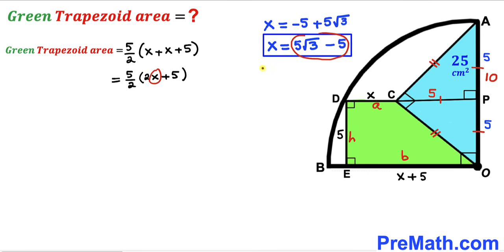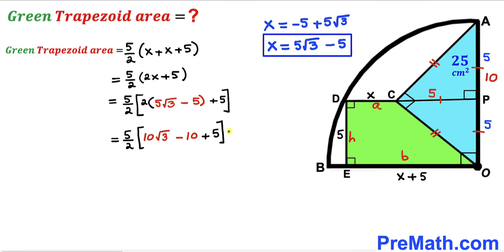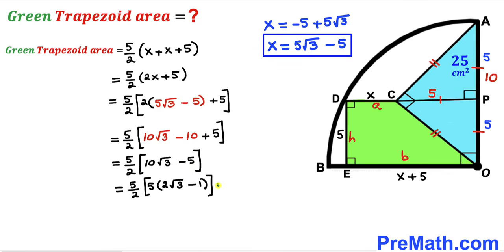And now we can see this x value is 5 times square root of 3 minus 5. So I am going to substitute that value over here. As you can see in this next step, I have substituted this x value over here. And now we are going to distribute 2 over here, as you can see in this next step. And here if we combine these two terms, that is going to give us negative 5, as you can see in this next step. And now let's focus on this part inside this bracket, and we can see 5 is in common, so this could be written as 5 times 2 times square root of 3 minus 1, as you can see in this next step.